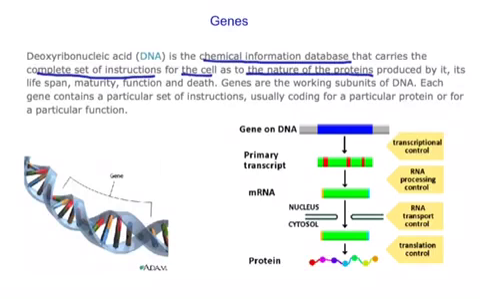And it's the instructions on the DNA that code for the lifespan, the maturity, the functioning, right through to the death of the cell. So it's basically genes that are the working subunits of DNA.